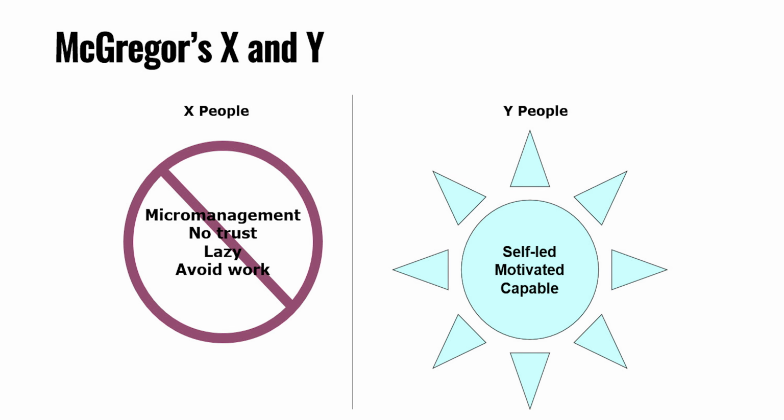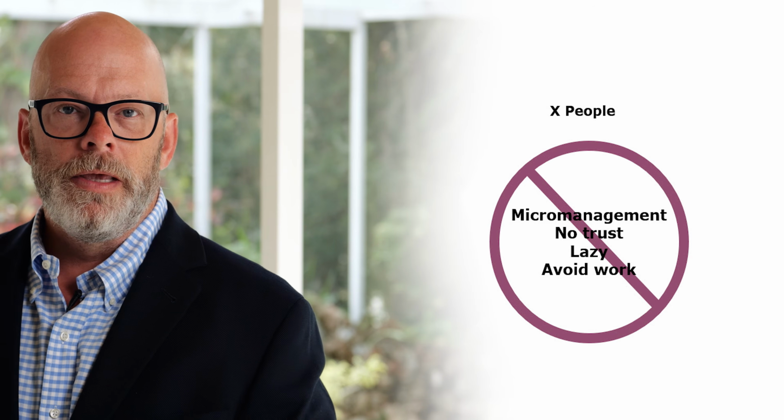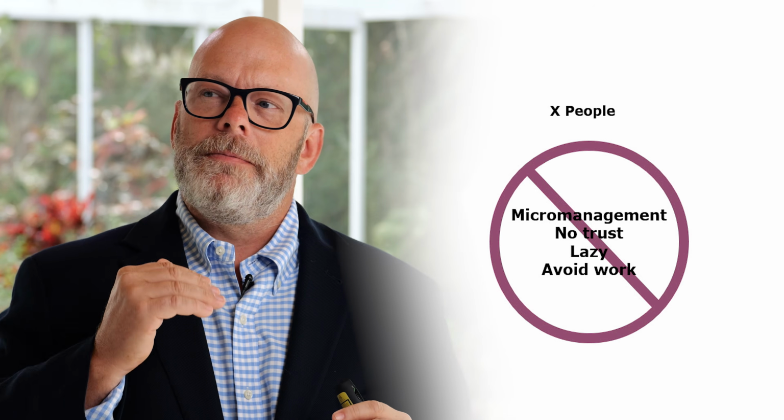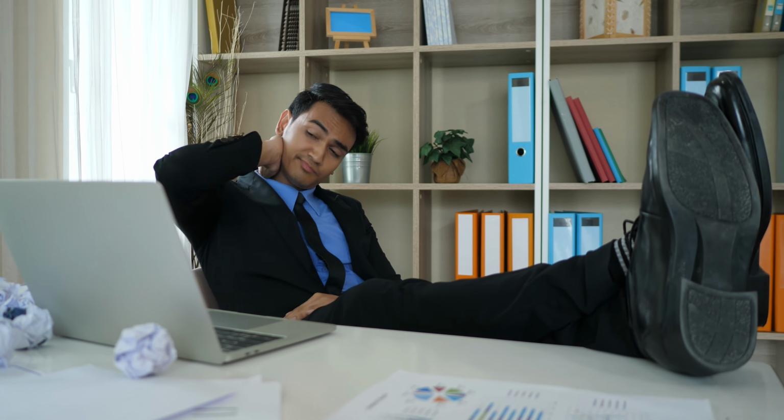Our next theory is McGregor's theory of X and Y. McGregor's theory of X and Y tells us there are 2 perspectives of employers and employees, X being bad and Y being good. An X management perspective is the idea that I can't trust my people, that I think my team is lazy and they're not motivated and they have to be micromanaged and they try to avoid work.